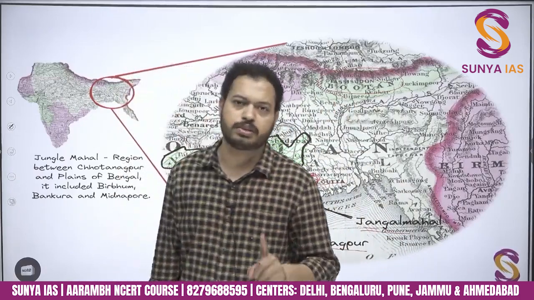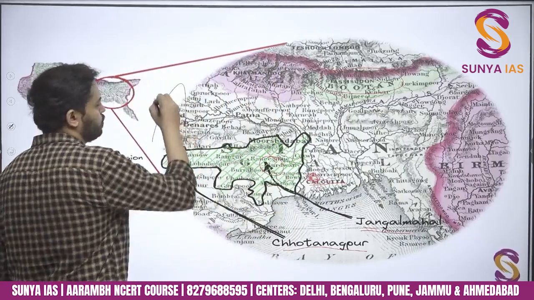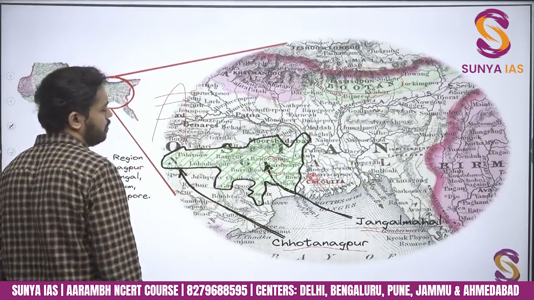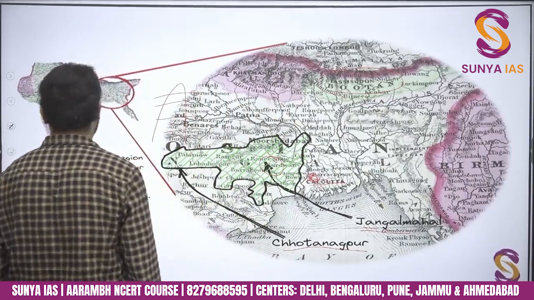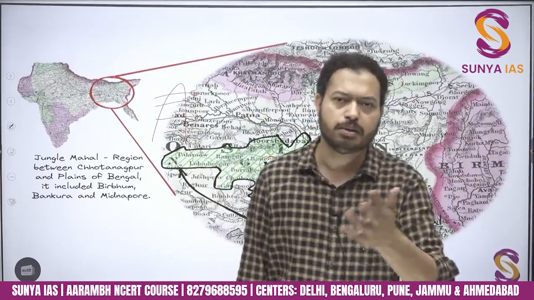There was one specific tribe, and these were called Pahadiyas. Now, who are the Pahadiyas? From the name only, you can decipher. These are the people who usually must be living on the hilltops. That's why they are called Pahadiyas. Pahad means mountain, so Pahadiya people.